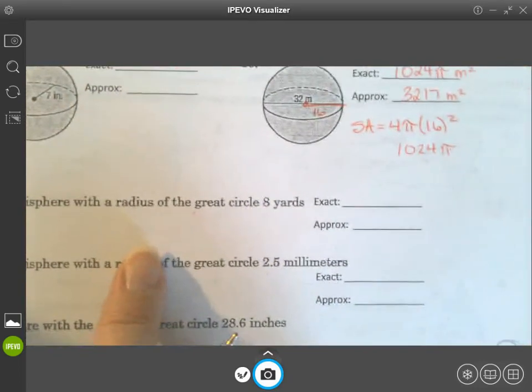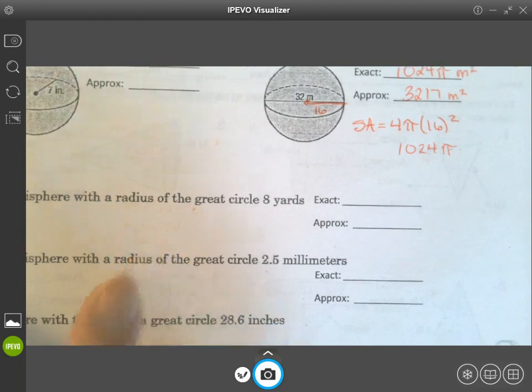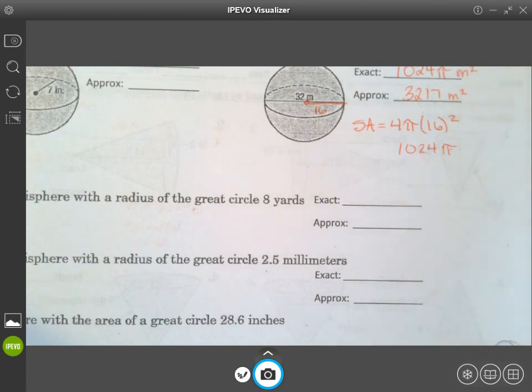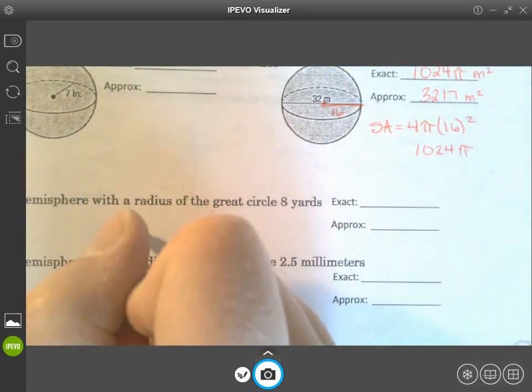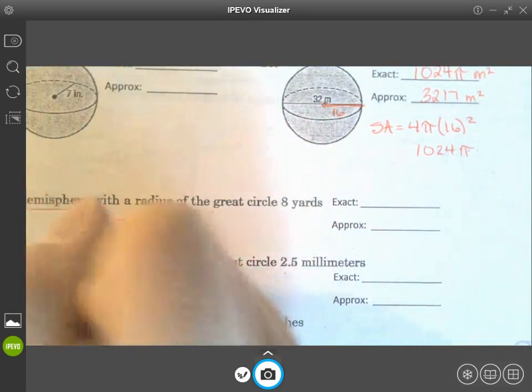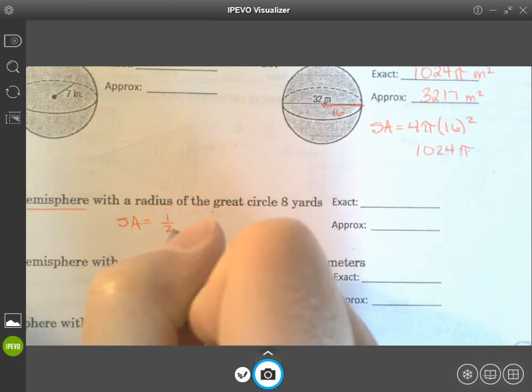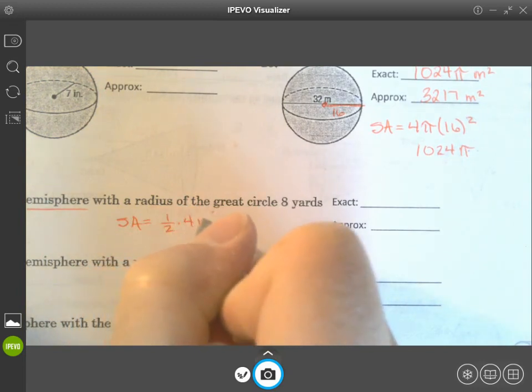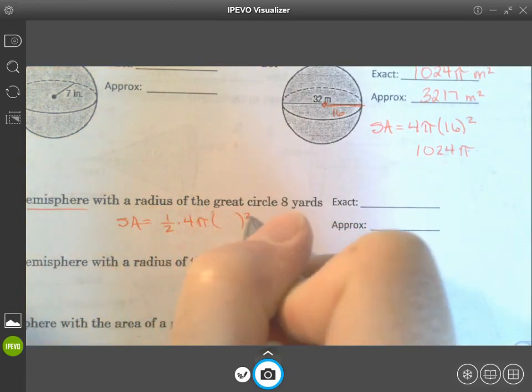We're talking about a hemisphere, and I actually made a mistake yesterday. No one called me out on it. The last problem with the spheres was about a hemisphere, and I forgot to take half of it. So anyway, when you do the hemisphere, you're going to do the same thing, but since it's a hemisphere, you're going to take half of the 4 pi r squared.